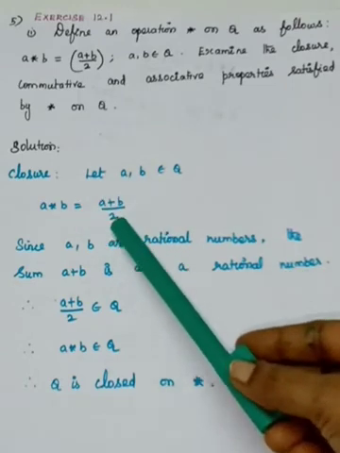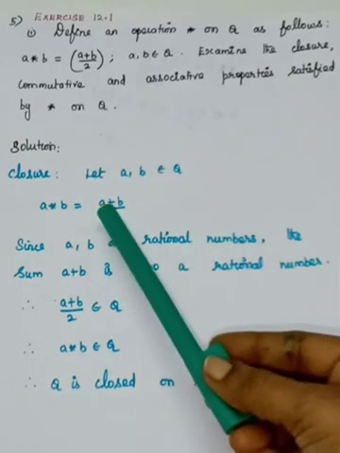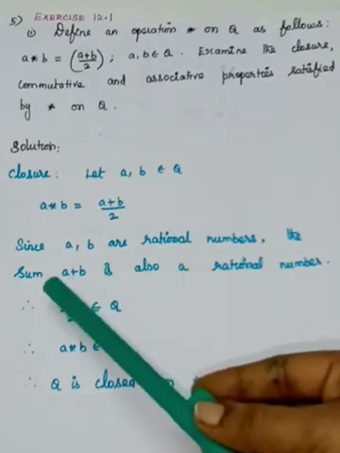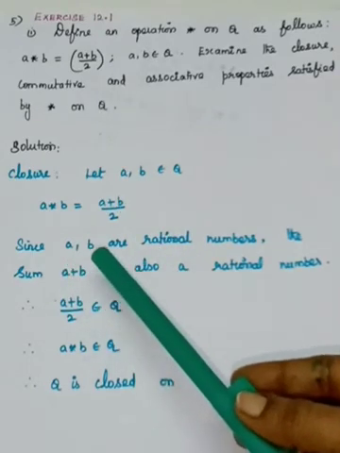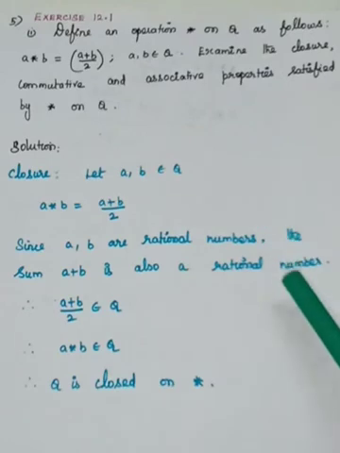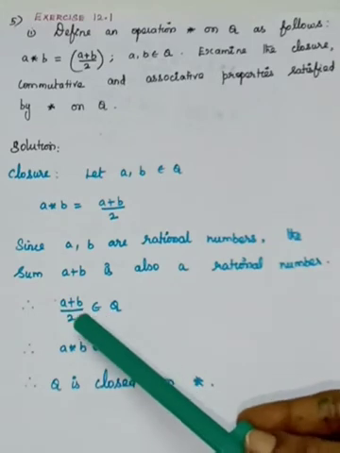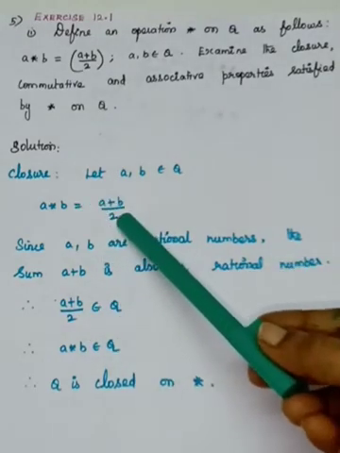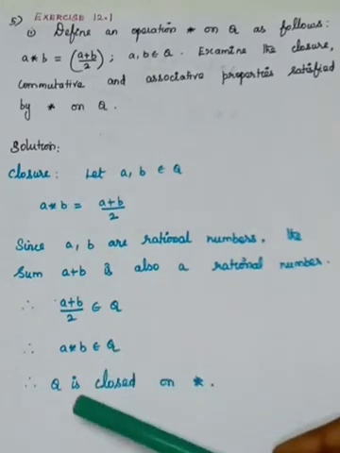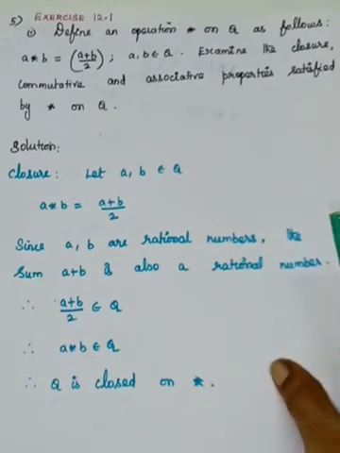So here we are getting this answer, (A plus B) by 2, and you have to show that it belongs to Q. So you know very well, look at the numerator A plus B. Here A and B are rational numbers. So we know that the sum A plus B is also a rational number. So (A plus B) by 2 is also a rational number. So it belongs to Q. So the answer is unique and it belongs to the same set. Therefore A asterisk B belongs to Q. So therefore Q is closed under the asterisk, or asterisk is called a binary operation on Q.